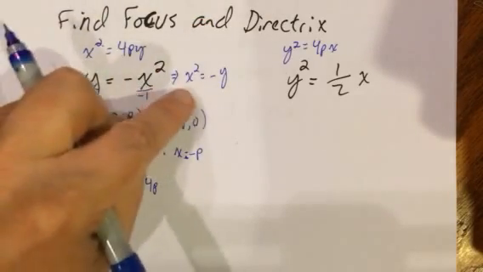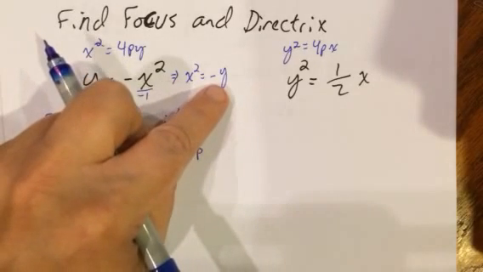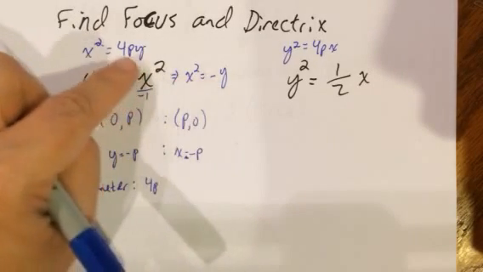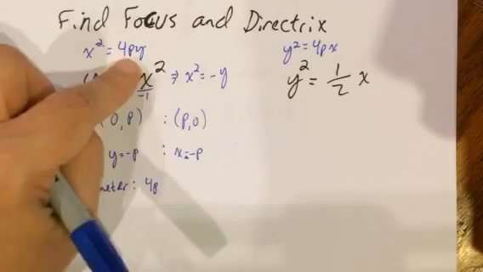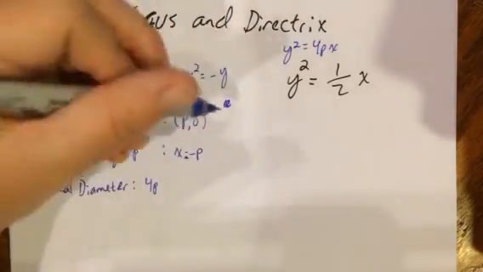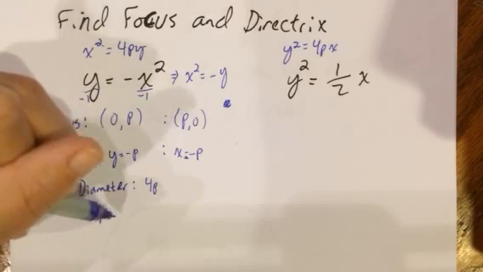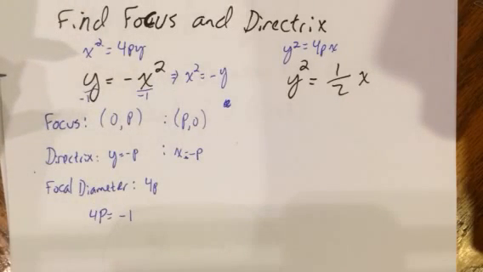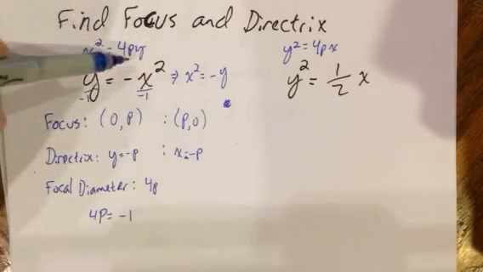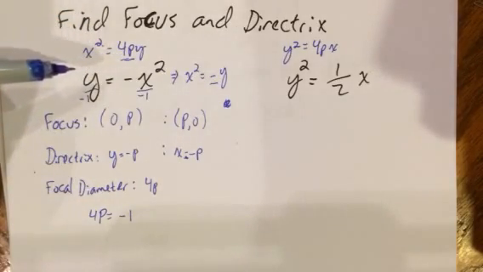Now this and this look like they're in the same form. So that means the thing in front of my y here is a -1. The thing in front of my y here is the 4p. So I'll write 4p equals -1 down here. Okay, thing in front of the y, thing in front of the y, so I can set them equal to each other since it's in the right form.